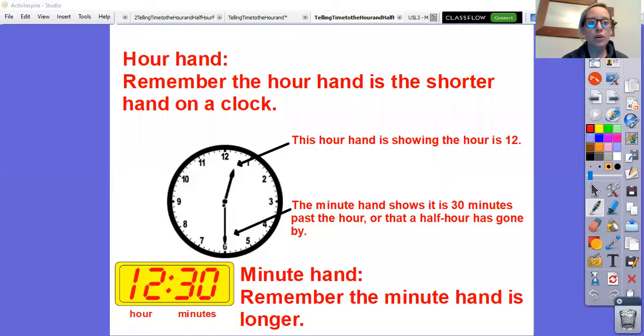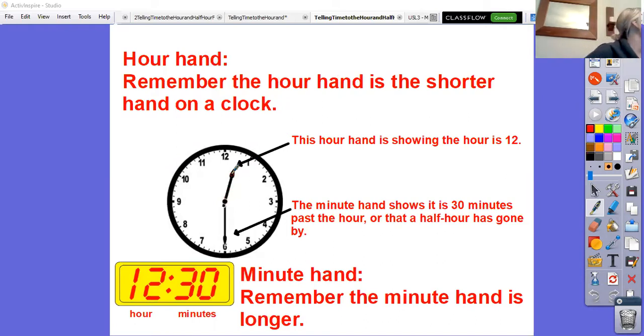All right, so today we're still talking about our half hour, okay? And I want to talk more about the minute hand. Just as a review, the hour hand. Remember, the hour hand is the shorter hand on the clock, okay? So the shorter hand is right here. That's going to be our hour hand. It's always the shorter one, okay?